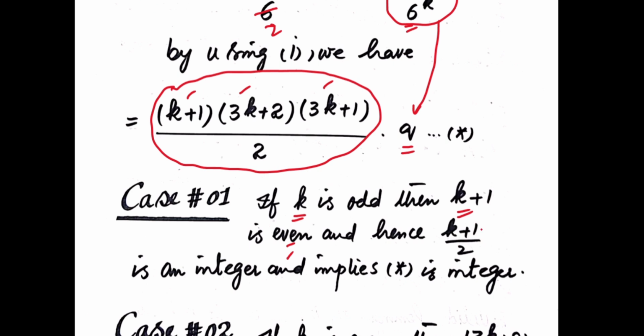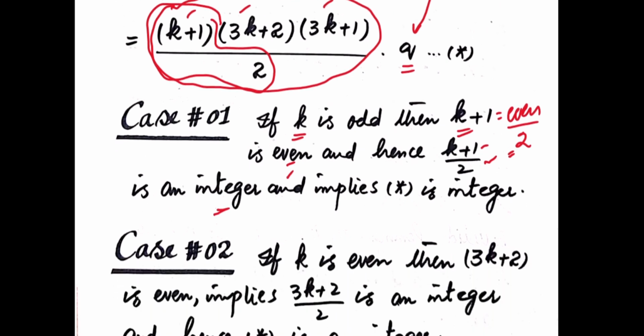That is, (k plus 1) over 2 is an integer. See here, if k plus 1 is an even integer, then you can divide it by 2. So in this case, when this portion (k plus 1) over 2 is an integer, and (3k plus 2), (3k plus 1) are also integers for any value of k, either odd or even, the final expression becomes an integer. Integer into integer is always an integer.